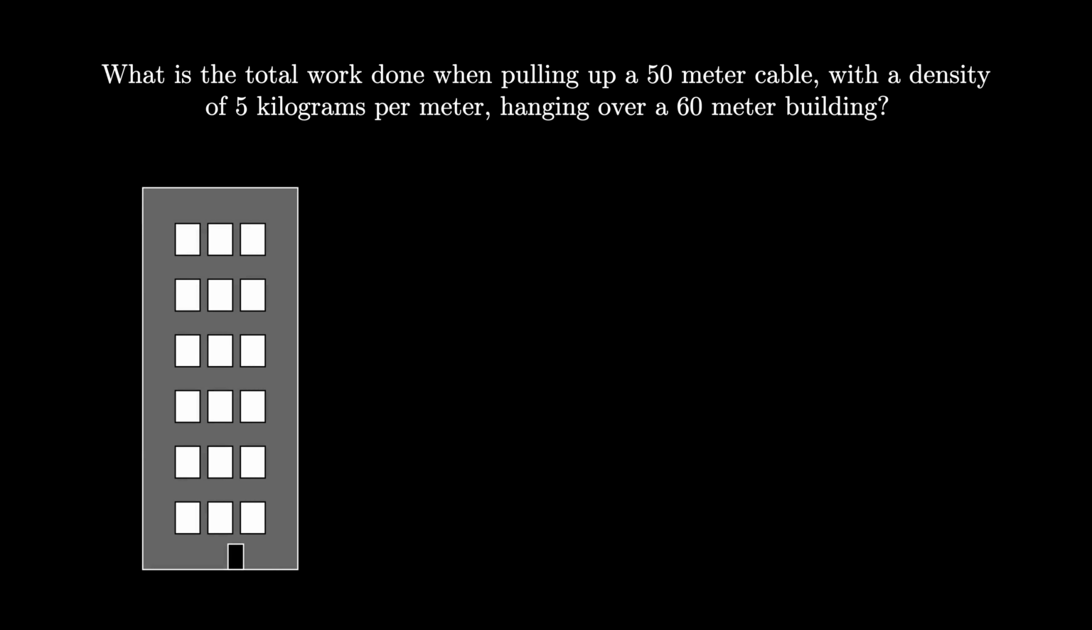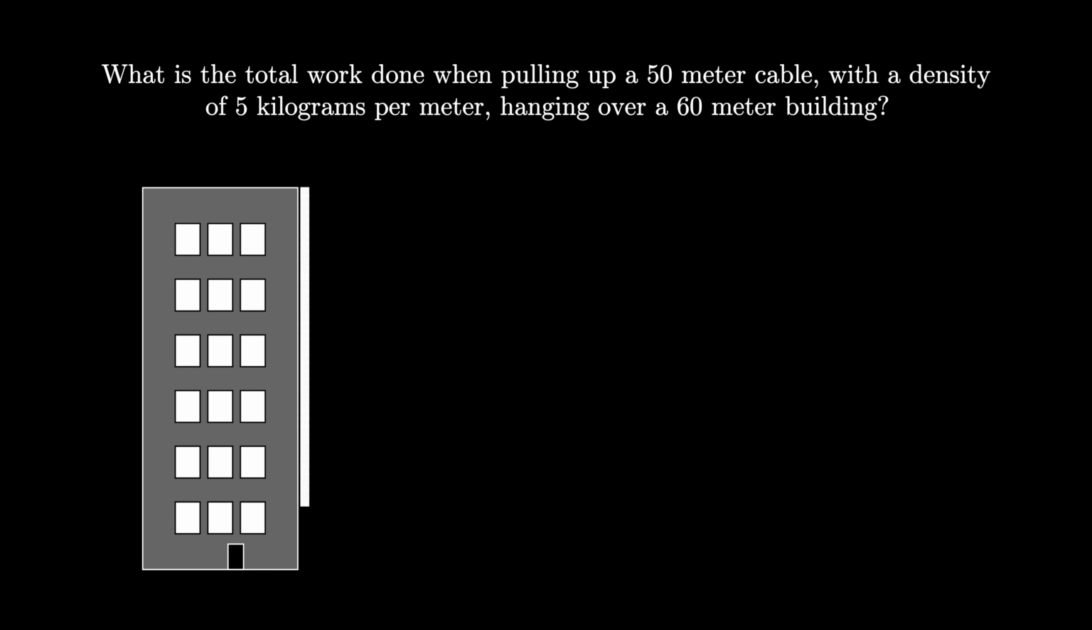Let's see this in an actual example. Suppose we have a 50-meter cable with a density of 5 kilograms per meter hanging over a 60-meter building. Note that this means that the cable is a total of 250 kilograms, but having the mass per length is usually more helpful. The question we want to answer is this: what is the work done when pulling the cable to the top of the building?